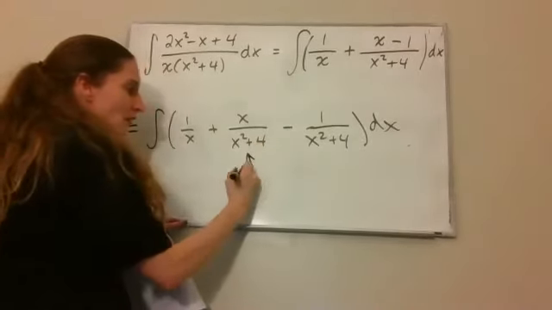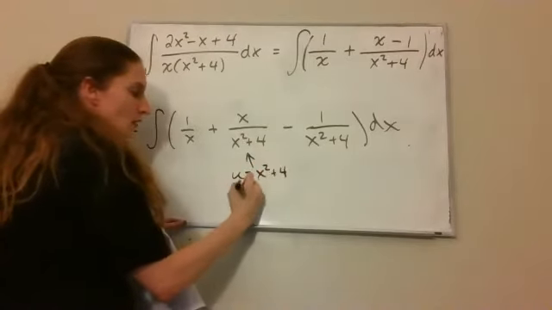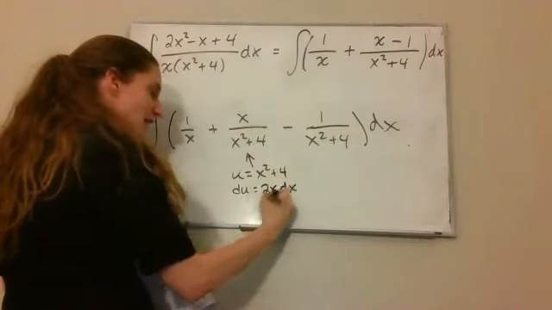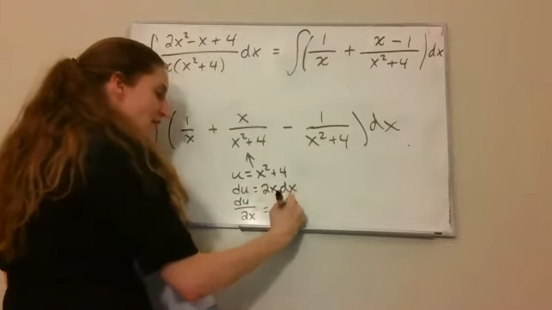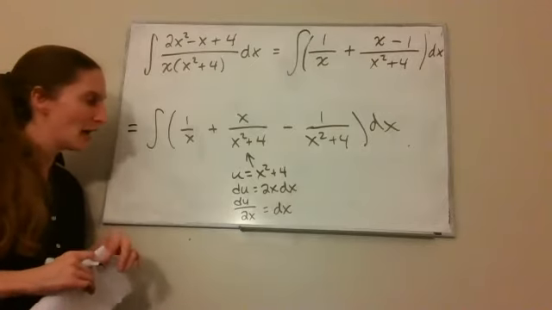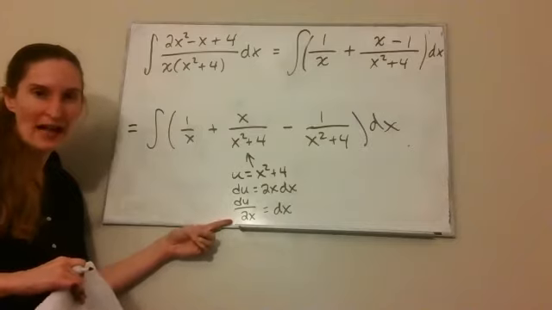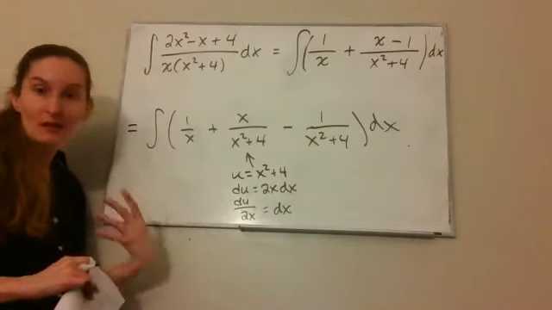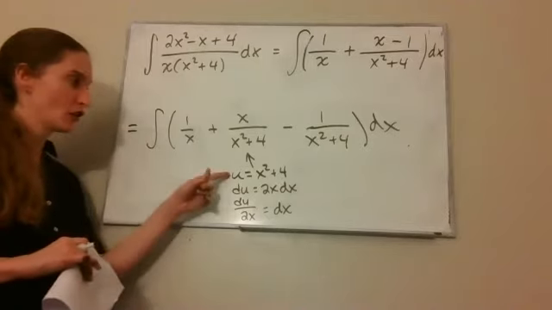The guy in the middle, you're going to do u equals x squared plus 4. So du will be 2x dx. Du over 2x will be dx. That means when I'm integrating that middle guy, the x's will cancel out. We're going to have a 1/2, and it's going to be 1 over u du. It's going to be another natural log, but it's going to be natural log of our u.